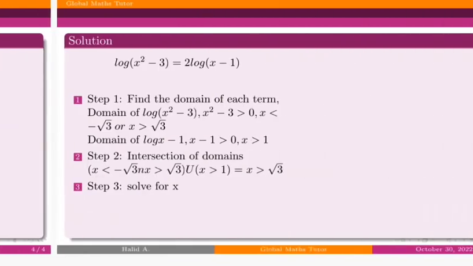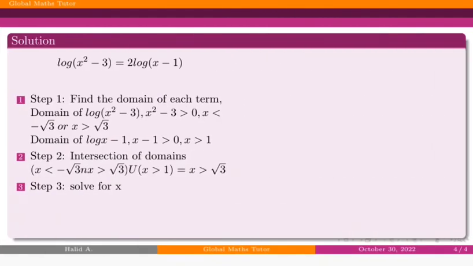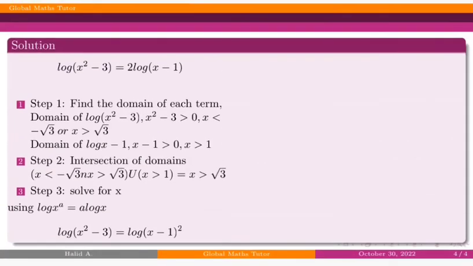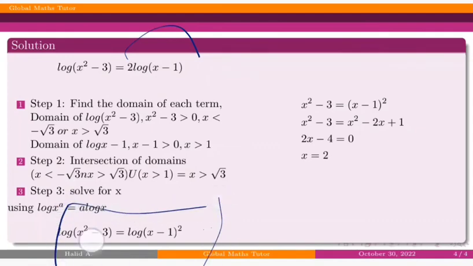Then the third step is to find the value of x using any logarithmic law. Let's solve it. We know that log of x to the power a equals a times log of x. Therefore, these two can be written in the form of a power, so here it will be squared. Therefore, for this equation to be satisfied, x squared minus 3 must be equal to (x minus 1) squared. Then x squared minus 3 equals x squared minus 2x plus 1.